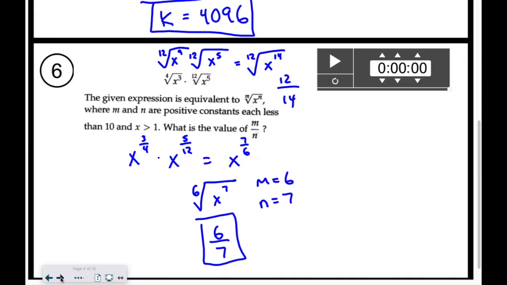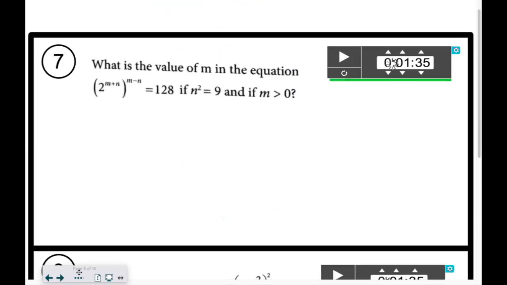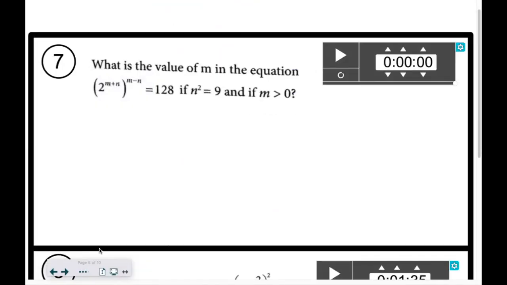All right, let's go on to number 7. Okay, so we got to find m, and n squared is 9. I guess you could just say n is 3, but n could be -3. So rather than that, the way I'm going to do this is, like I was saying before, one of the main properties is when you raise a power to a power you multiply. So it's really 2 to the m plus n times m minus n.